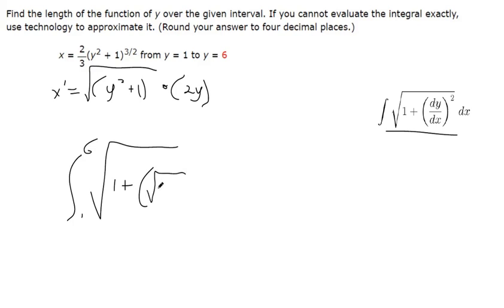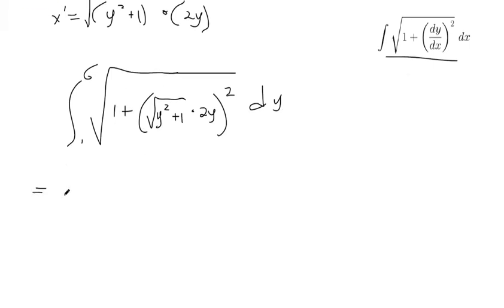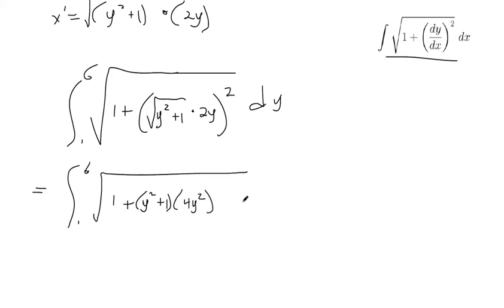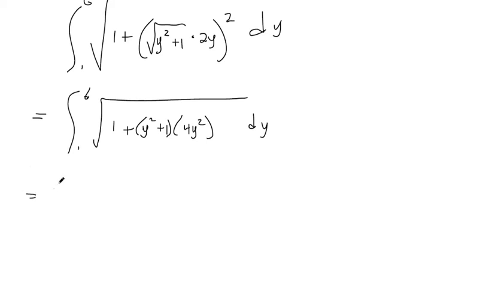We're square rooting y squared plus 1. Then this is times 2y. This is all being squared. So this is 1 plus square root squared. Gets rid of it. Then 2y squared, that's going to be 4y squared. So we can distribute. So it's 1 plus 4y to the 4th plus 4y squared.